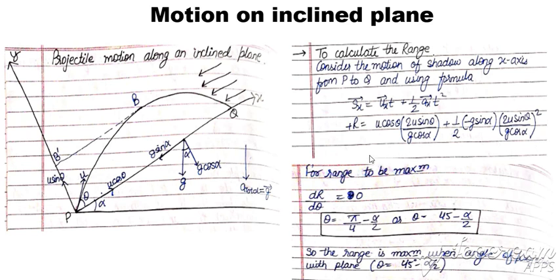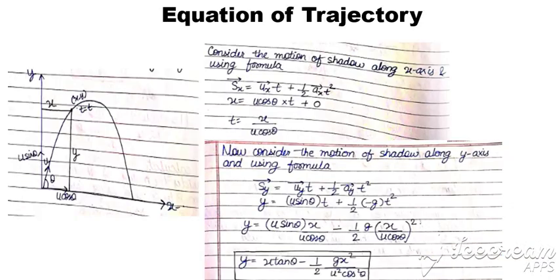Now for the range to be maximum, dR over d theta is going to be 0. When you do that, you get to know that when theta is pi by 4, meaning 45 minus alpha over 2, at that angle the range is going to be the maximum range. This we can remember because we don't have time for differentiating this with respect to theta. So this is it for range. Now we have to see the equation of trajectory.